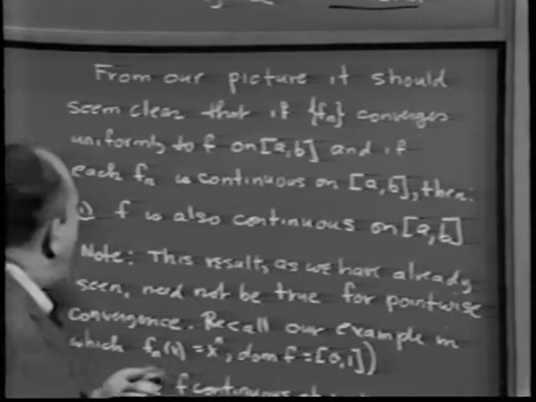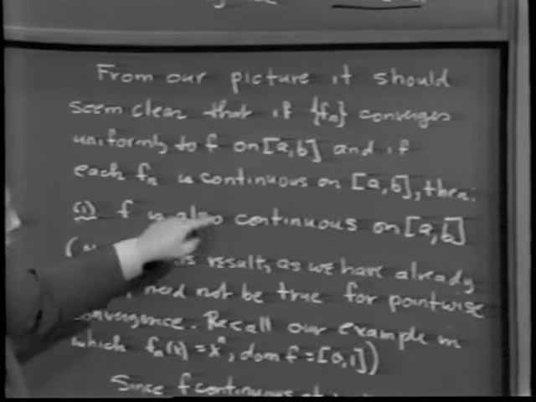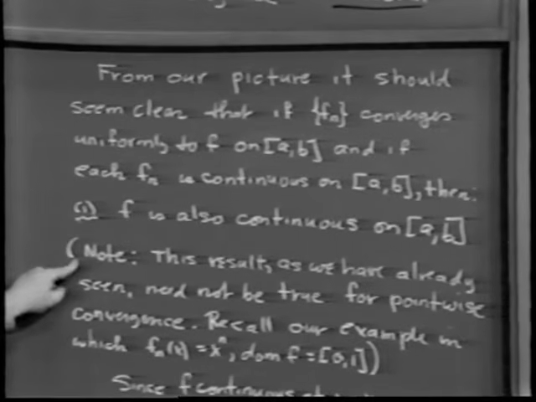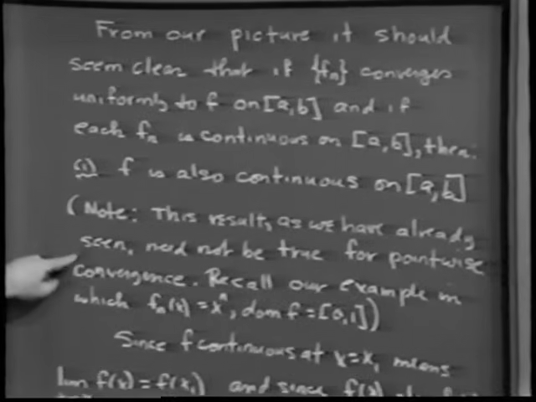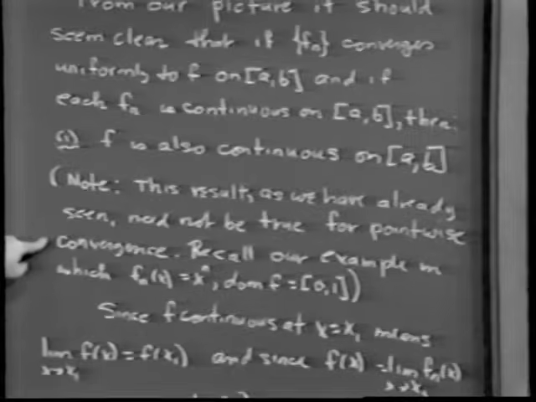Now you say, look, that's what you'd expect, isn't it? If every member of the sequence is continuous, why shouldn't the limit function also be continuous? Well, maybe that's what you expect. But note this. In one of our earlier lectures, we already saw that if we only had pointwise convergence, this did not need to be true.